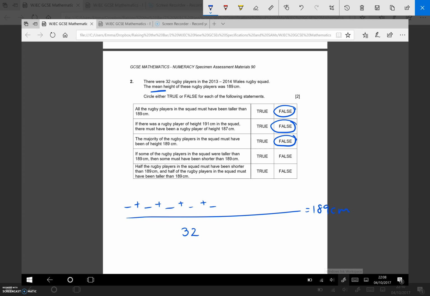If some of the rugby players in the squad were taller than 189, then some must have been shorter than 189. That statement is true.